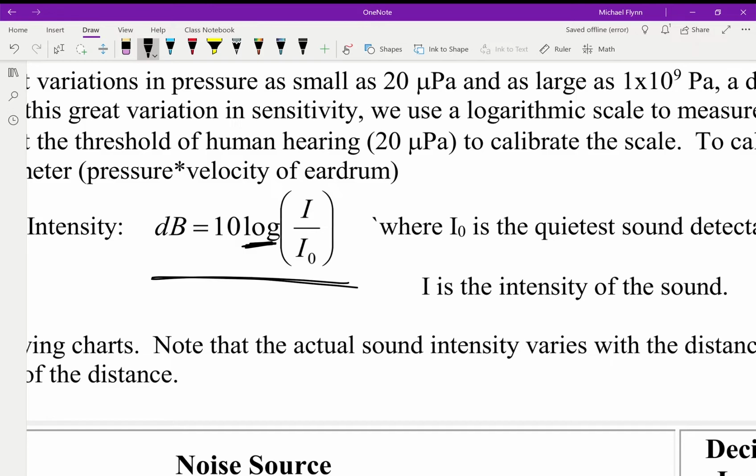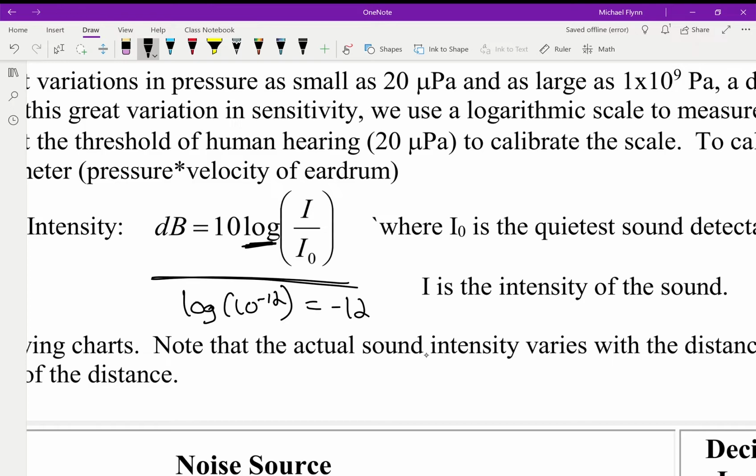Let's say, for example, you type 10 to the negative 12 in your calculator and press the log button. The log of 10 to the negative 12 is negative 12. In other words, it tells me how many powers of 10 I have in the number. The log of 100 is 2, because 100 is 10 times 10, 2 powers of 10. The log of 1,000 is 3. The log of 1,000,000 would be 6, because it's 6 powers of 10. So what the log does is return the exponent.